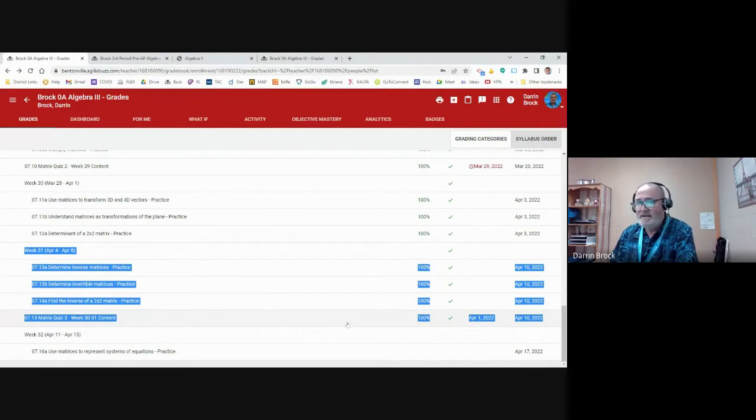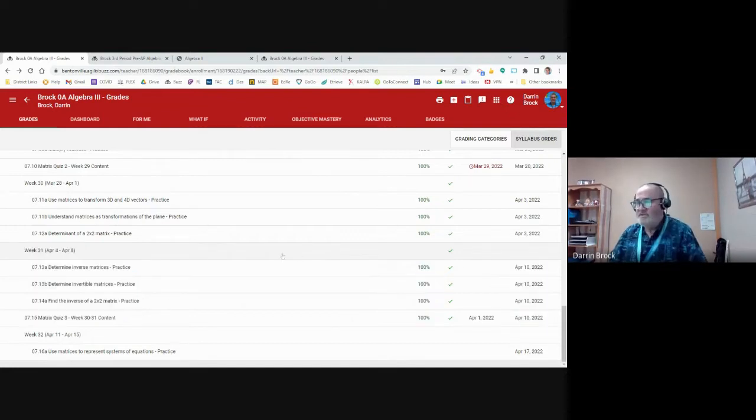So we're talking about inverse matrices this week and how to determine if it's invertible, if it has an inverse, and then finding the inverse of a 2 by 2 matrix. So that's where you should be. You should have everything done up until this point. So just showing you where you need to be as of now.